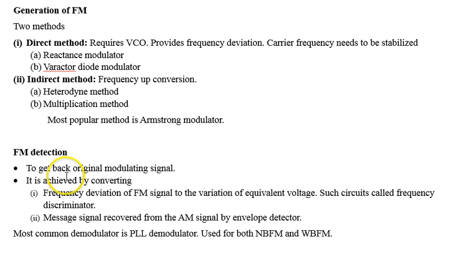FM detection: to get back the original modulating signal, it is achieved by converting the frequency deviation of the FM signal to variations of equivalent voltage. That frequency deviation, that change in frequency, is converted into a voltage change by a circuit called a frequency discriminator, and after that you can use an envelope detector, as the message signal is recovered from the AM signal by an envelope detector. The most common demodulator is the PLL demodulator. For frequency demodulation, phase lock loop demodulators are very common and are used for both narrowband and wideband systems.